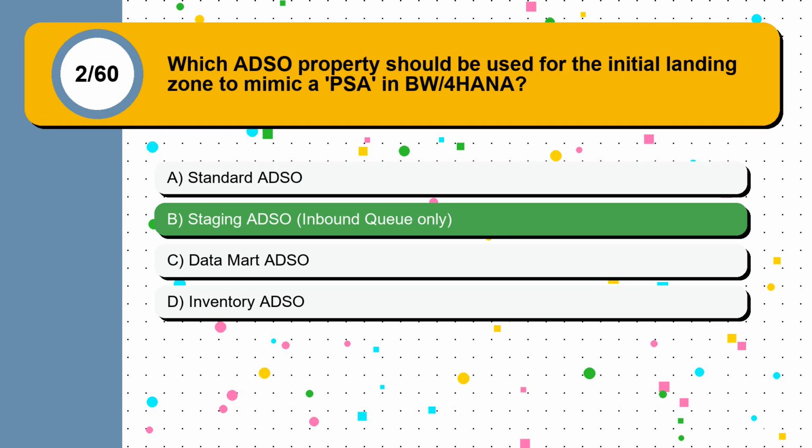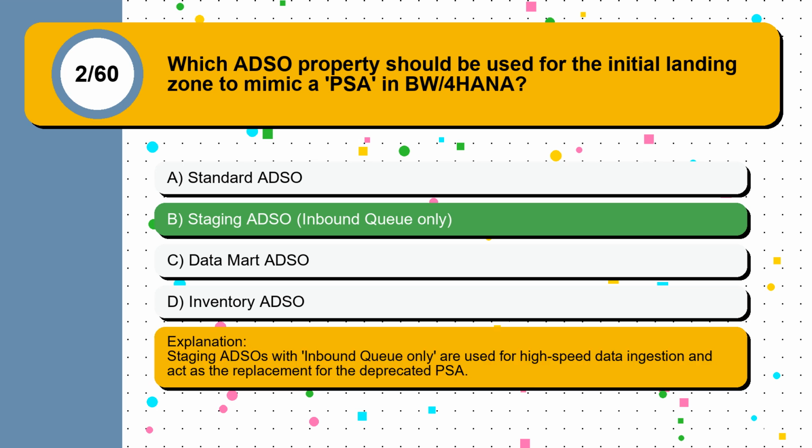The correct answer is option B, Staging ADSO, Inbound Queue Only. Staging ADSOs with Inbound Queue Only are used for high-speed data ingestion and act as the replacement for the deprecated PSA.